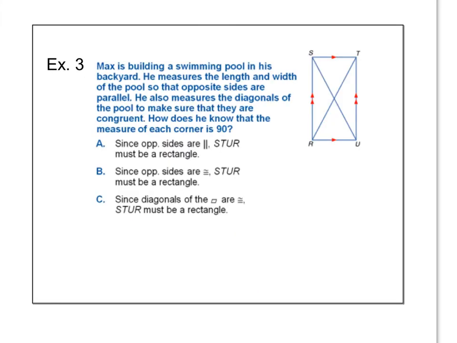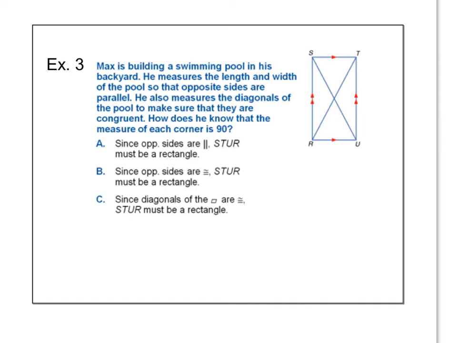Max is building a swimming pool in his backyard. He measures the lengths and the width of the pool so opposite sides are parallel. He also measures the diagonals of the pool to make sure they are congruent. How does he know that the measure of each corner is 90 degrees? Is it because A, opposite sides are parallel, so it must be a rectangle? B, opposite sides are congruent, so it must be a rectangle? Or C, since the diagonals of the quadrilateral are congruent, it must be a rectangle?